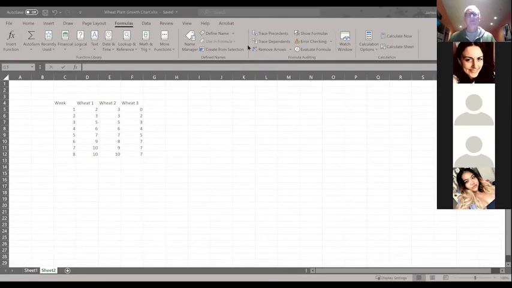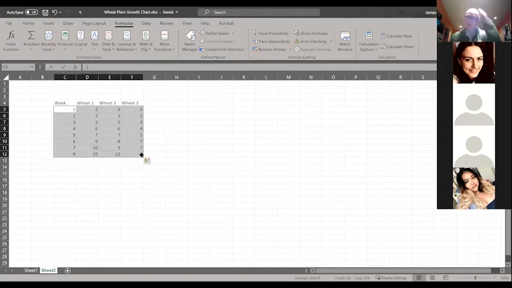Where is my Excel? Here we go. Hopefully, can people see it? Can people see the Excel screen? Yeah. Okay. So we just type in all the data here, and then we just label which is which. This part is pretty much straightforward.